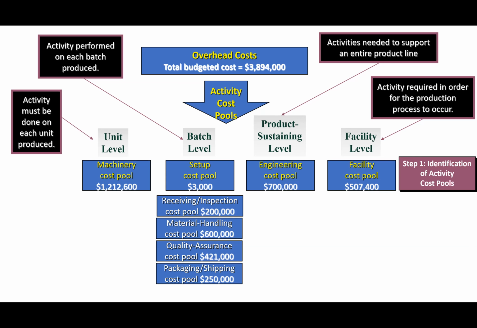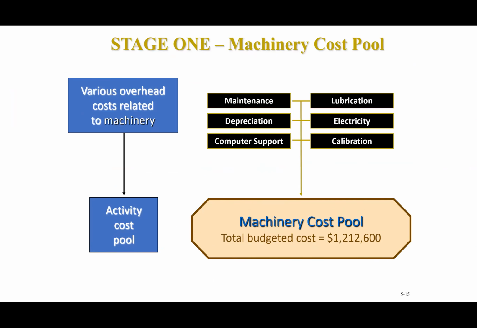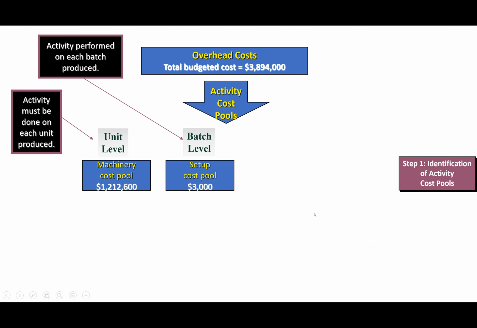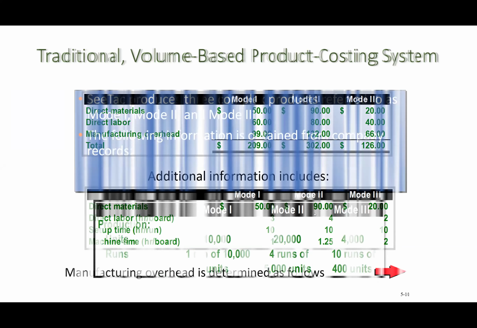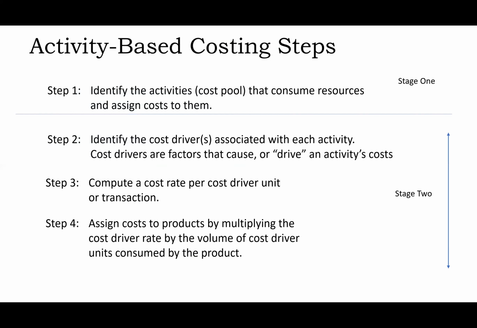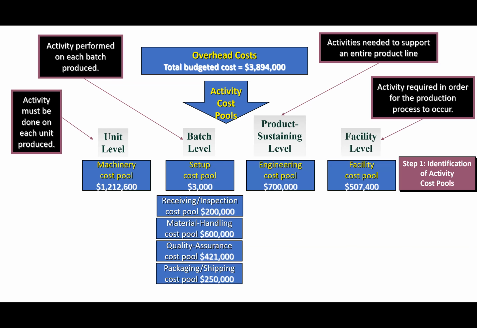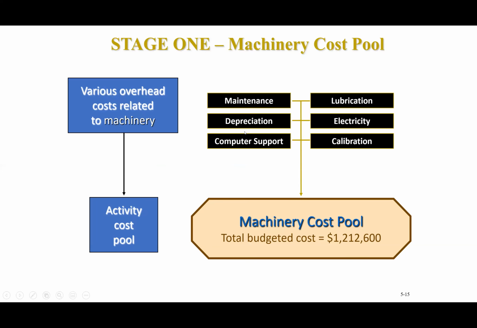So that's the ABC, that's the first stage. And the second stage, let's do this one cost pool at a time, okay? The second step, if you go back to the earlier slides, is to identify cost drivers associated with each activity pool and then determine the rate. So we'll identify the cost driver for the machine. In stage one, we allocated about $1,212,600 to this machine pool.